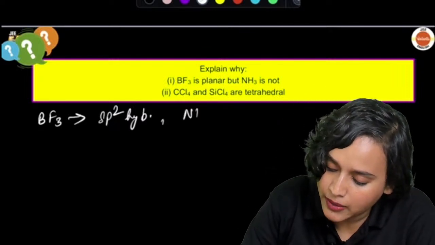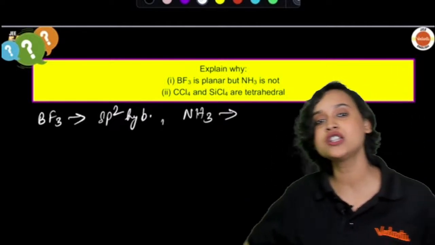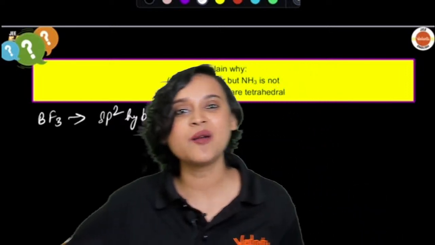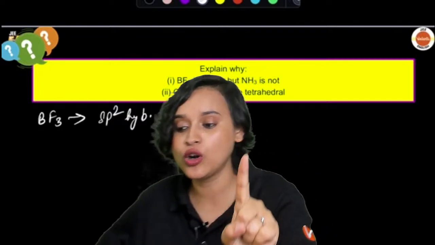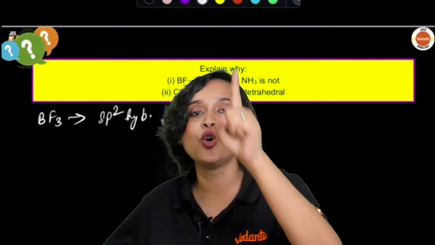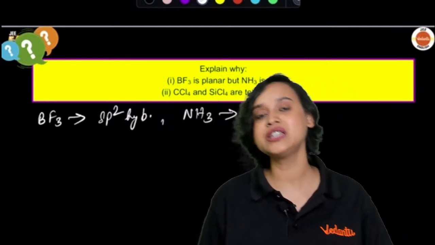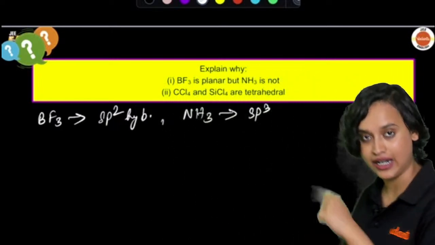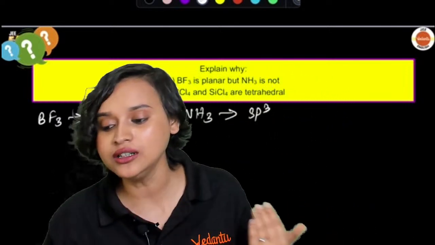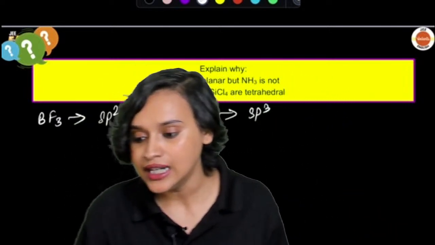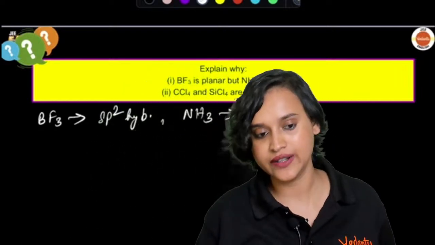Now they are also talking about NH3. For NH3, the steric number is going to be 4 because there are 3 surrounding atoms plus 1 lone pair. It will be sp3 hybridization, and sp3 hybridization geometry is tetrahedral. However, there is also a lone pair, so it will become trigonal pyramidal. Okay, all right. Yes, absolutely right, bacha.